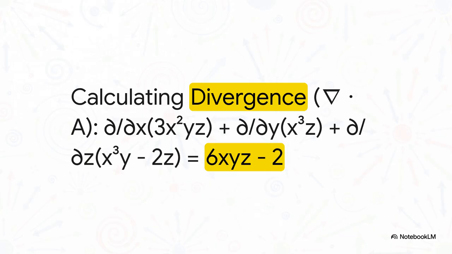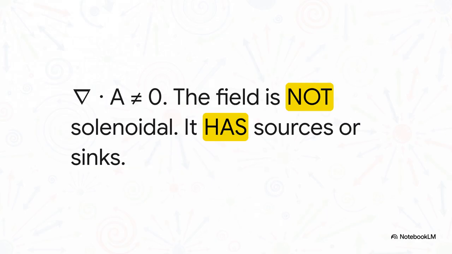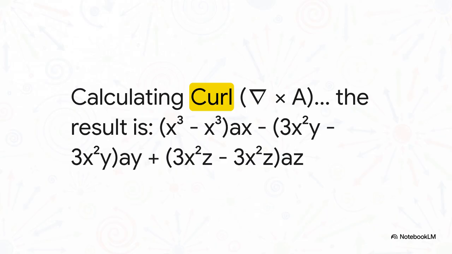So we take the partial derivative of the x component with respect to x plus the partial derivative of the y component with respect to y plus the partial derivative of the z component with respect to z. And when we add all those up, we get our answer. And the result is 6xyz minus 2. Now, is that expression always 0? No way! So the divergence is non-zero. And that's our first answer. Yep, this field has sources or sinks. It is not solenoidal.